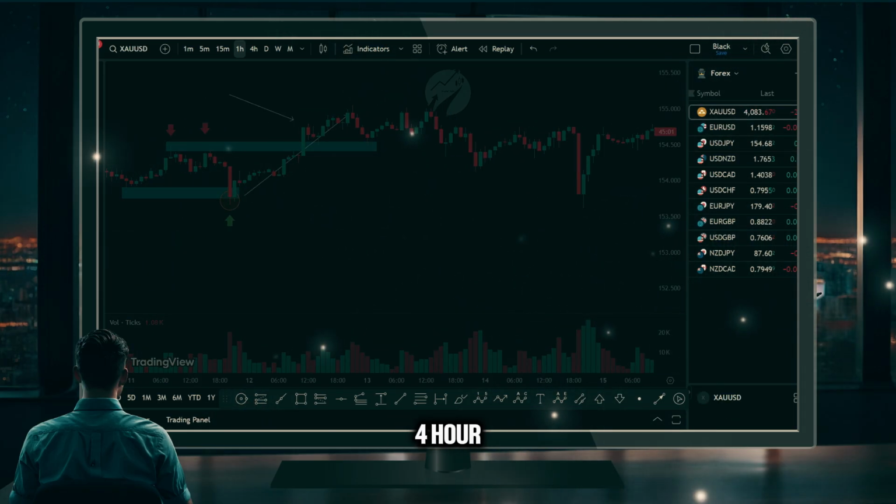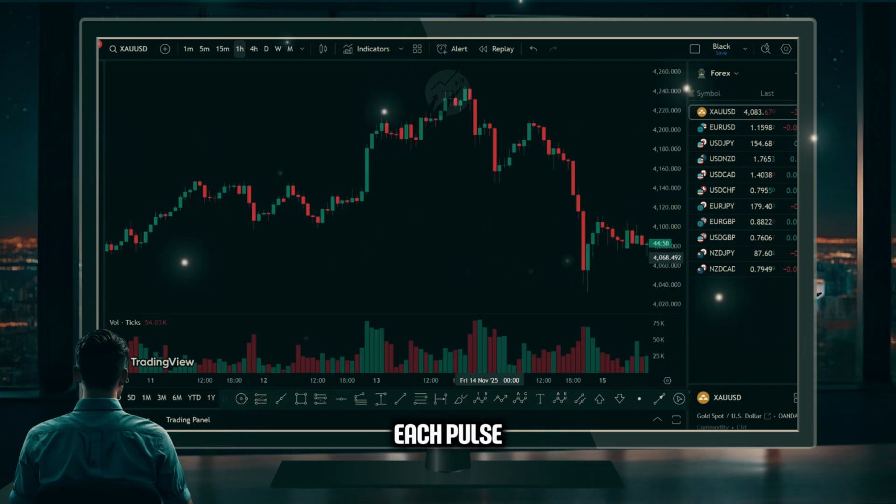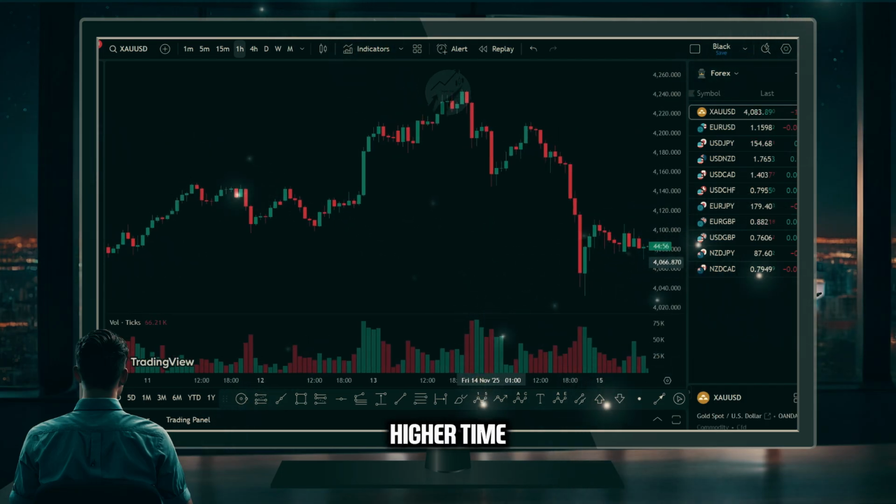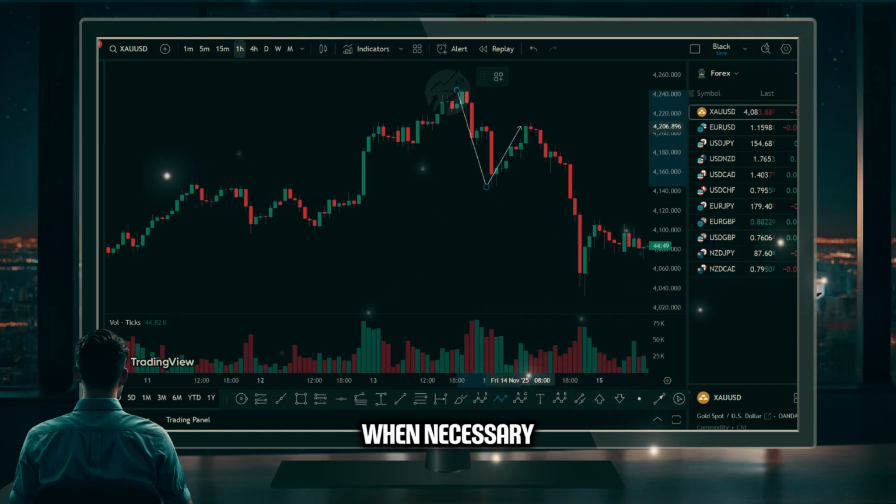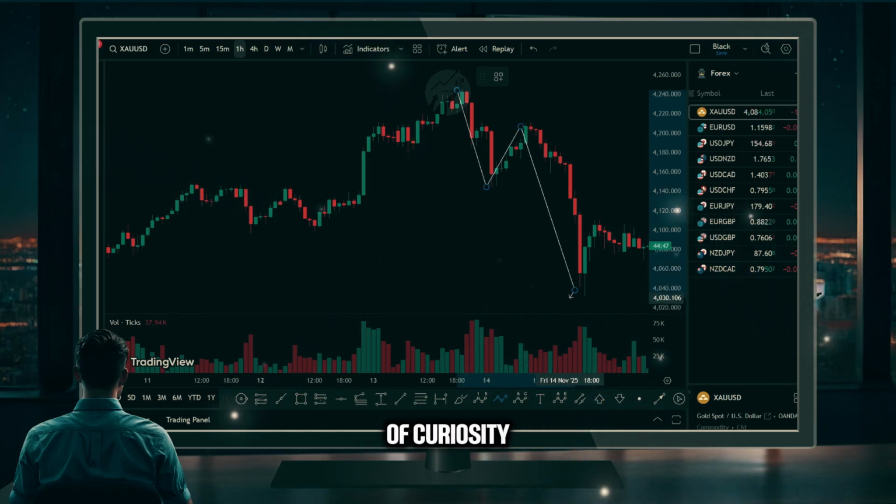When I go down to the 4-hour chart, I start focusing on each pulse of the market, but only when the higher time frames do not give enough signals. I always remember one principle: only go to lower time frames when necessary, not out of curiosity.